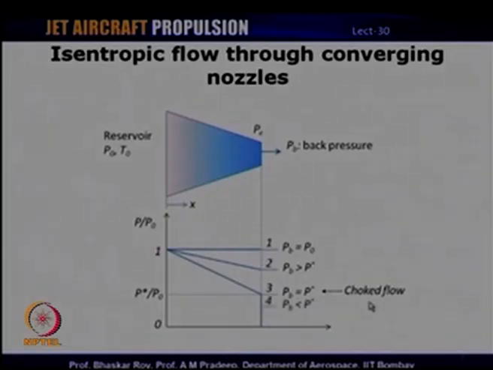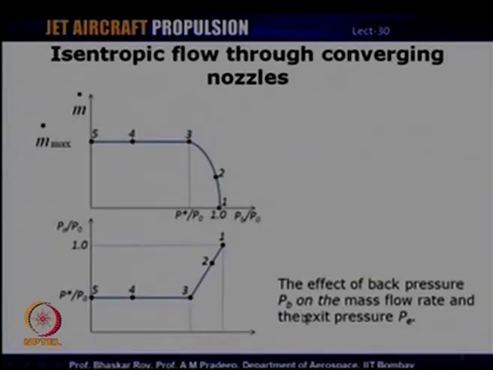Any further reduction in Pb, if Pb is less than P star, will still lead us to the same flow rate. Whatever the flow rate here, we continue to get the same mass flow that we get at this particular point. It does not change the pressure characteristic, because the way the pressure drops in the nozzle will continue to remain the same even after we reduce back pressure any further than the critical pressure. So, this is how pressure ratio varies across the nozzle.